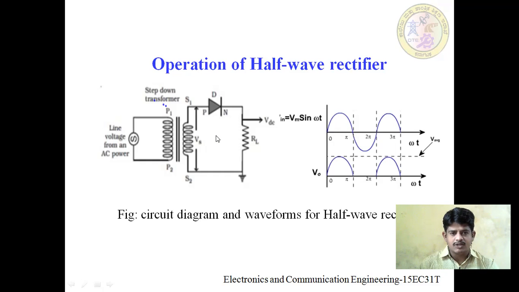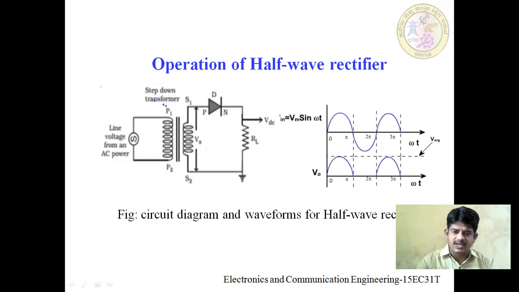Whenever it is in reverse bias, it will not conduct and acts like an open switch, or you can say it will block the signal from passing through it. So during the negative half cycle, it acts as an open switch and does not allow any signal to pass through, so the output remains zero. You can observe in the waveform that during the negative half cycle of the input signal, the output is zero.